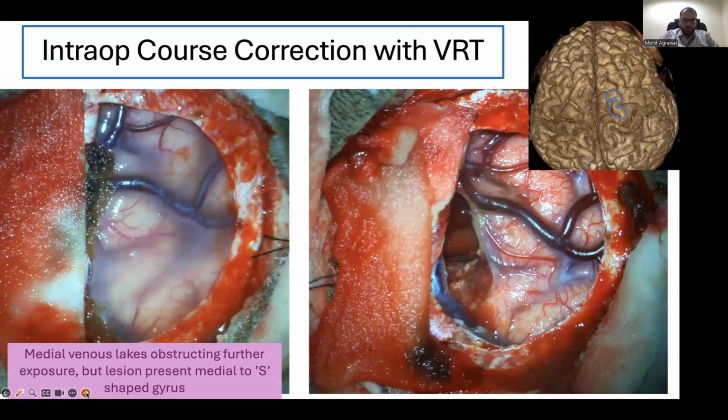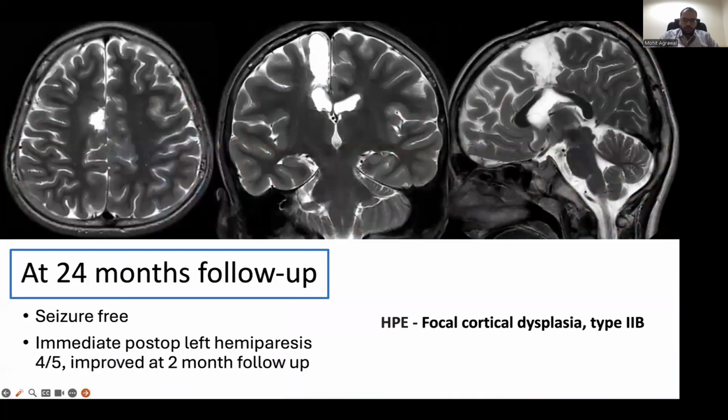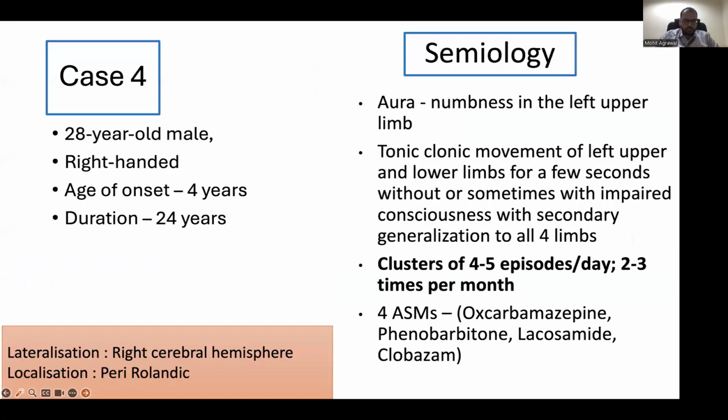So intraoperative course correction, because there were big medial venous lakes which were obstructing further exposure. But we know from our preoperative anatomy that the lesion is present medial to this S-shaped gyrus, which you will just see in a minute. So we have to go a little bit more medial somehow and resect the focal cortical dysplasia. Again, the child is seizure-free for the past 24 months, and we see a very beautiful focal resection of the lesion.